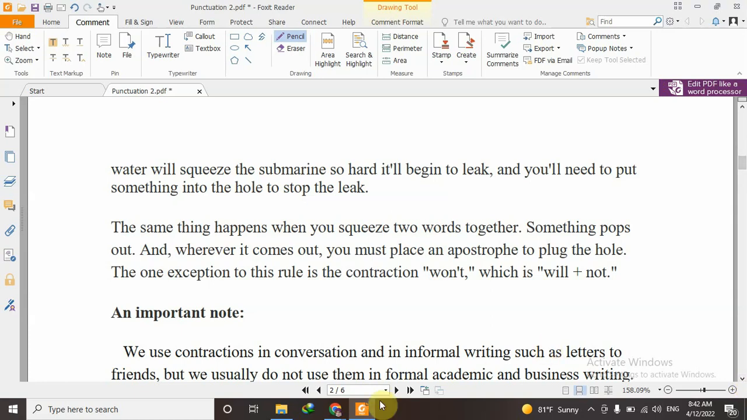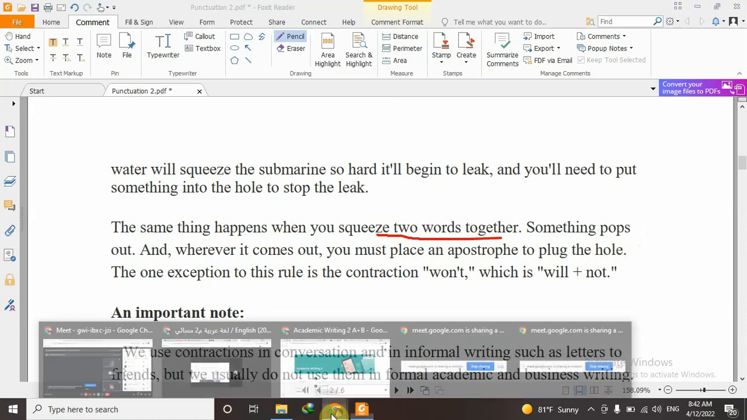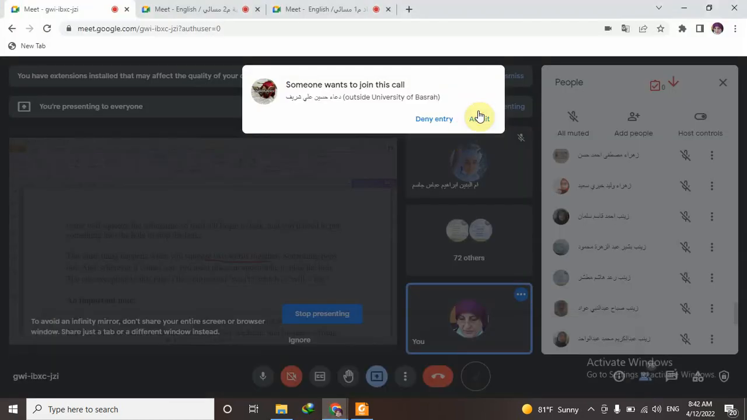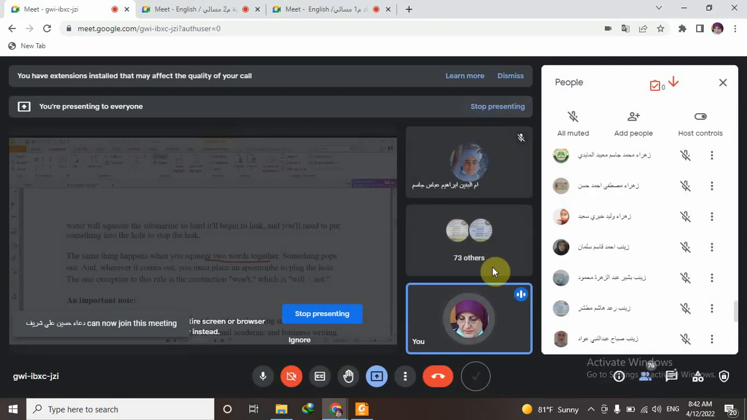The same thing happens when you squeeze two words together. Something pops out, goes out. And whenever it goes out, you must place an apostrophe to plug the hole, to close the gap that was made, okay, that occurred.